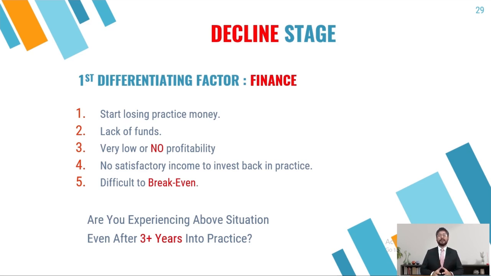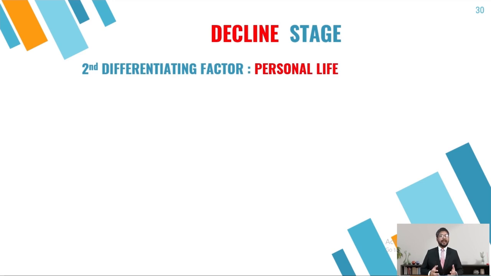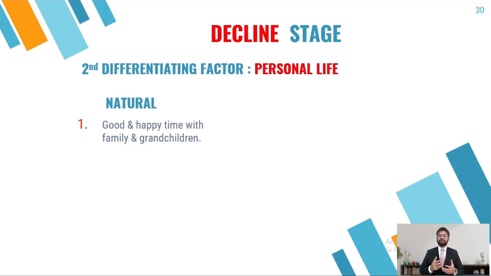If yes, you can mark your score as true. Now let's see the second differentiating factor, that is personal life. If it's a natural decline stage, that is when you do it by choice and give up on your practice, you will have a good personal life and enjoy having a good time with your spouse and maybe your grandchildren.